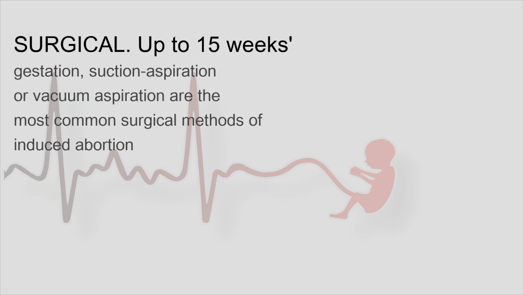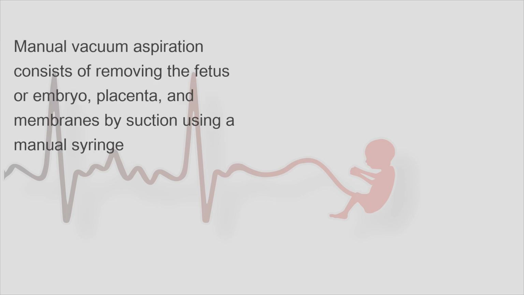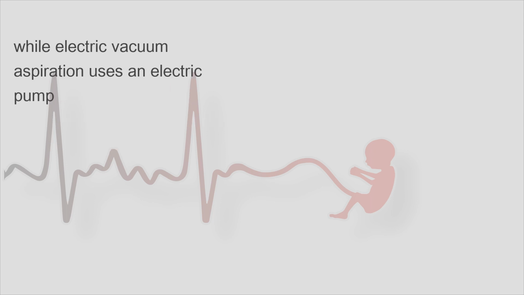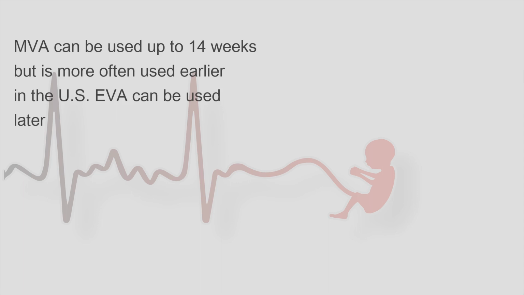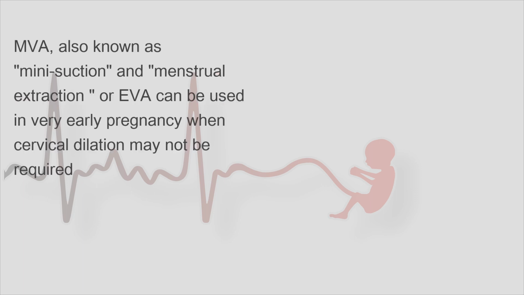Surgical. Up to 15 weeks gestation, suction aspiration or vacuum aspiration are the most common surgical methods of induced abortion. Manual vacuum aspiration consists of removing the fetus or embryo, placenta, and membranes by suction using a manual syringe, while electric vacuum aspiration uses an electric pump. These techniques can both be used very early in pregnancy. MVA can be used up to 14 weeks, but is more often used earlier. In the US, EVA can be used later. MVA, also known as mini-suction and menstrual extraction, or EVA, can be used in very early pregnancy when cervical dilation may not be required.